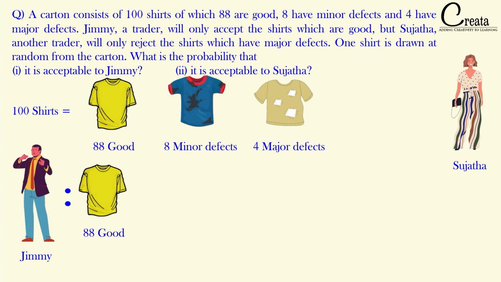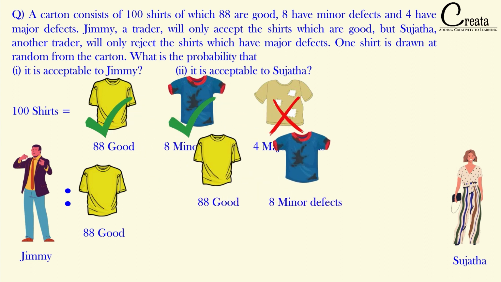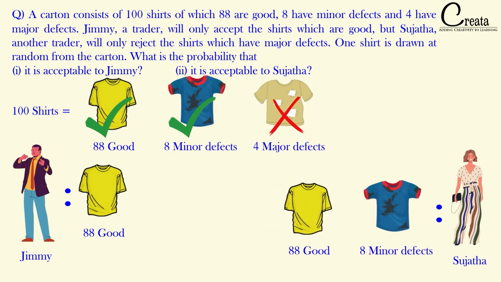The second trader is Sujata. The condition is that Sujata will only reject the shirts which have major defects. It means that Sujata will not accept the 4 major defected shirts, but she will accept the 88 good and 8 minor defected shirts. It means that Sujata will accept 88 plus 8, that is 96 shirts. Jimmy will only accept 88 shirts while Sujata will accept 96 shirts.